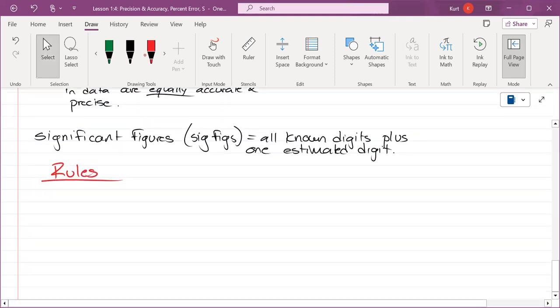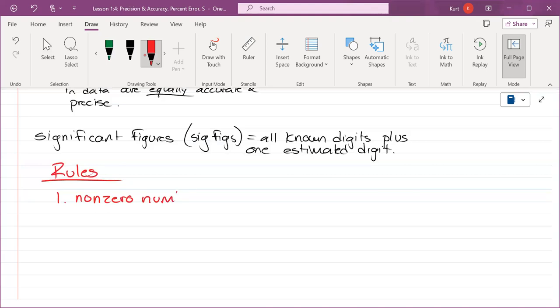Rule number 1. It's easy. Non-zero numbers are always significant. That means any number 1, 2, 3, 4, 5, 6, 7, 8, 9. Those are significant. So here's an example. You guys are very smart. You're honors chem students. Have some confidence.